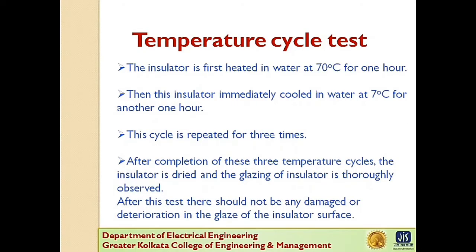First one is the temperature cycle test. In this test the insulator under test is first heated in water at 70 degrees for an hour. Then the insulator is immediately cooled at 7 degrees for another 1 hour. This cycle is repeated 3 times. Then the insulator is dried and its glazing is thoroughly observed for any damage or deterioration.